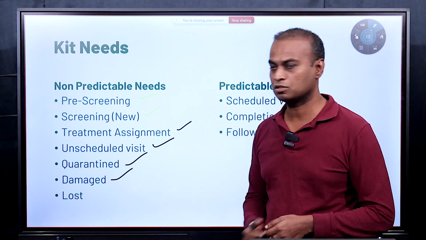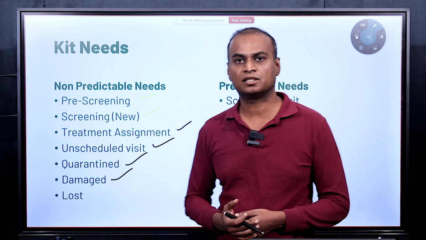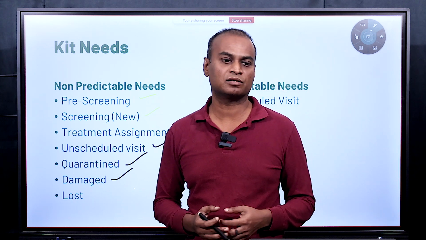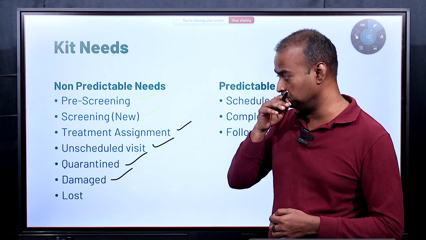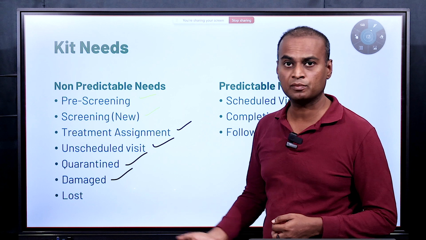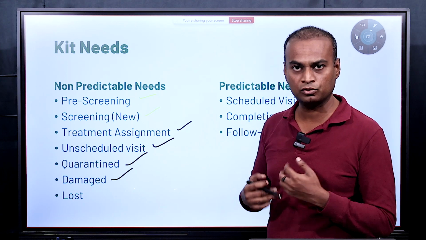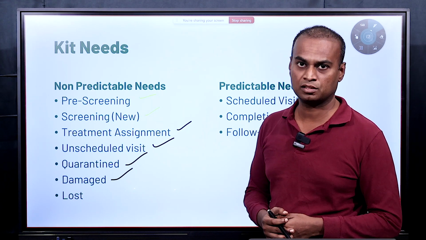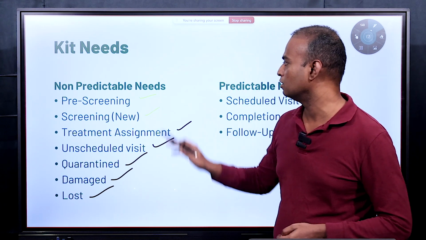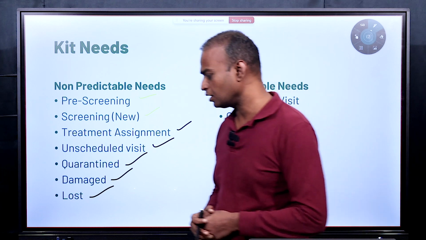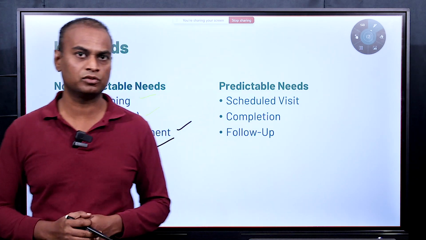In the same way, lost. You can lose kits at the site. You can store them somewhere and someone can pick them up and throw them away. So many things can happen at the site. The kits can be lost at any point in time, and you don't know when a kit can be lost at the site. That's the reason even lost is considered a non-predictable need. Then, coming to what the predictable needs are.